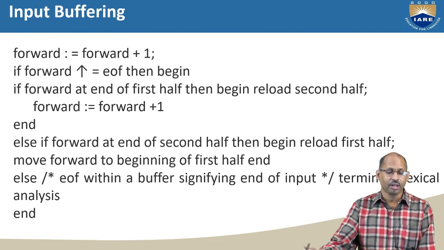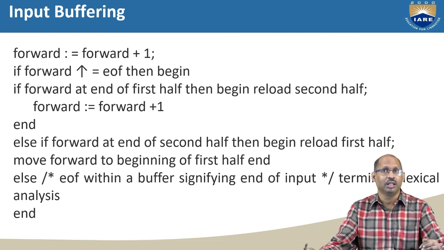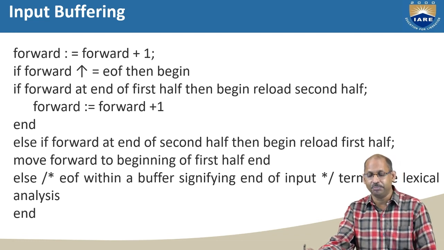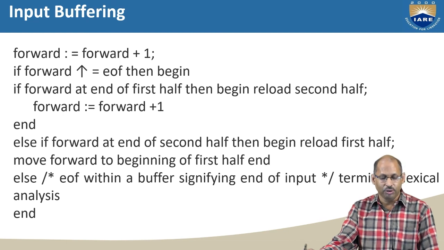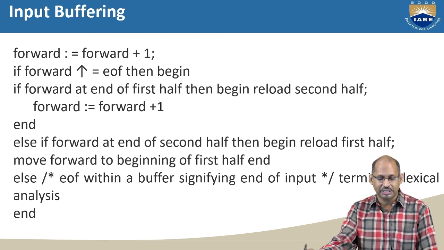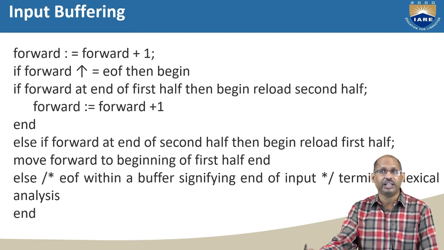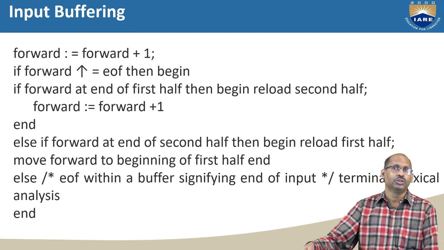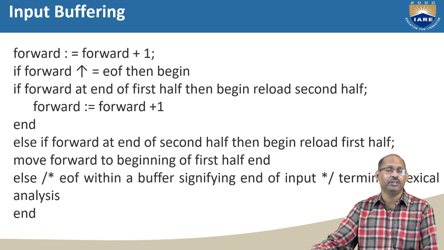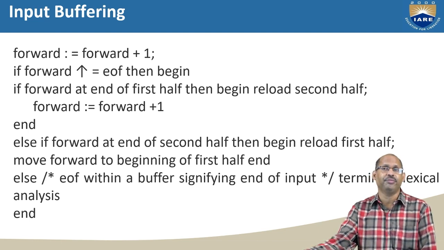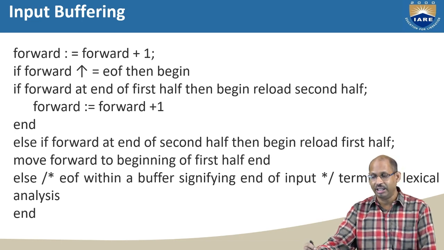So here forward equals forward plus 1. When forward is pointing to the end of the first half, then reload the second half, and we'll go on. Then if forward is at the end of the second half, then reload the first half, and move forward to the beginning of the first half. Else, the end of file within the buffer signifies the end of the input. Terminate the lexical analysis and end. So using this concept, we use the two buffer system for generating the lexemes.